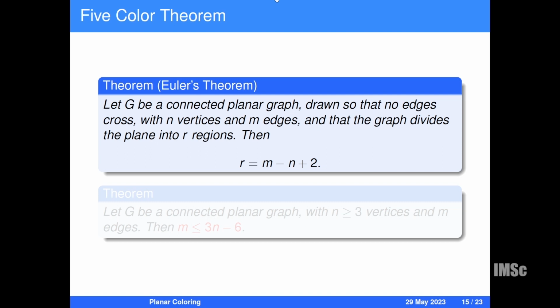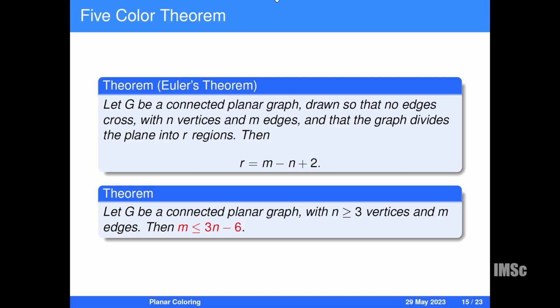So how many of you know this Euler's theorem? Okay, fine. Most of you don't know, that's fine. So let G be a connected planar graph, and if the number of vertices in the graph is at least 3, and m is the number of edges, then the number of edges is at most 3 times n minus 6. Please take it for granted that this theorem is true for those of you who have not seen this.